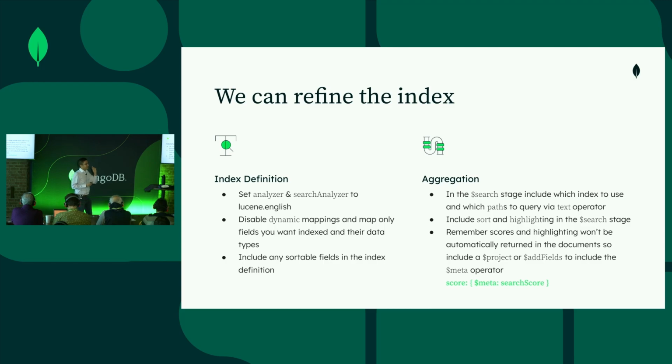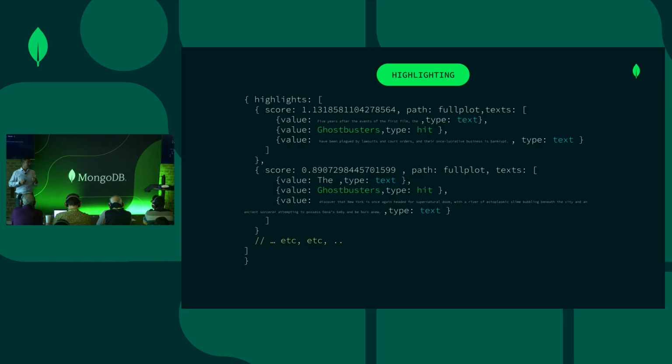And finally, those meta fields don't get automatically returned. So I'm going to use the project stage to return the 2 fields called search score and the highlights field to show what's going on. All right, so we've been saying the word highlighting a few times. What is that?